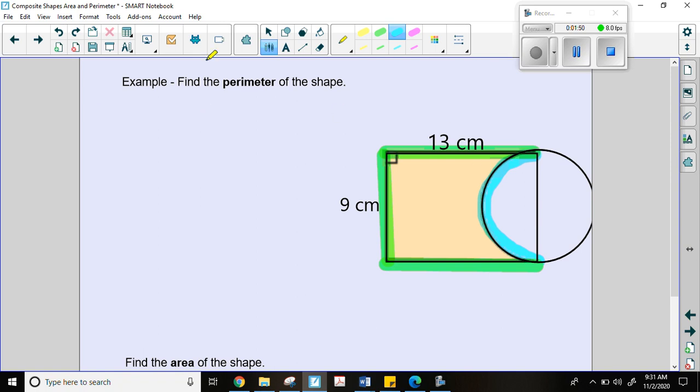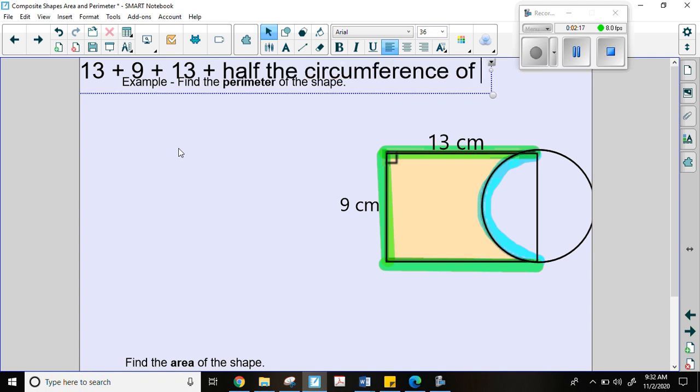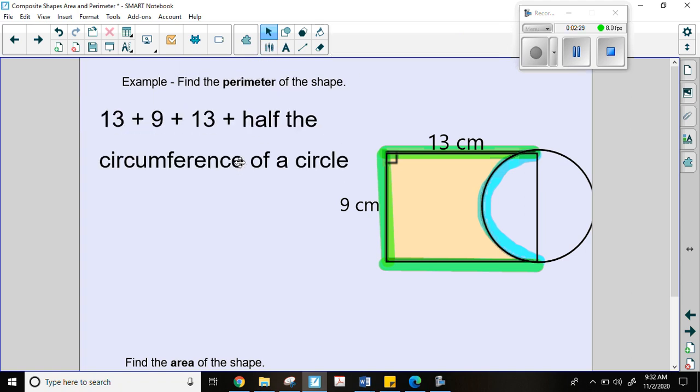So when we do the entire thing, we will have 3 known side lengths. Well, I'm just going to write it out. 13 plus 9 plus 13 plus half the circumference of a circle. That's what's going to get us our perimeter there. So I put a little thing there, bring this down here, say this is what we have to do. Well, how do you find the circumference of a circle?